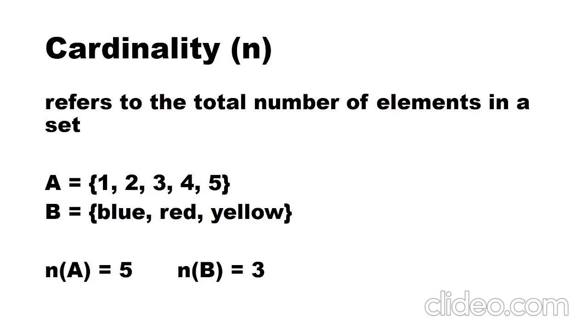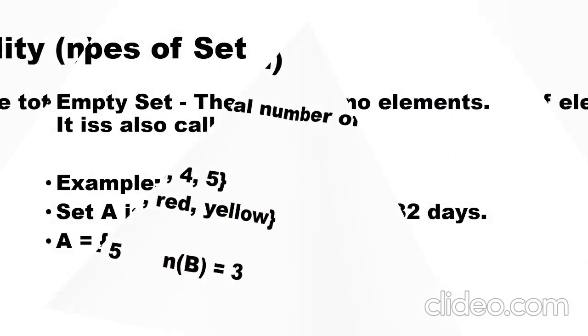If it's not listed, then you have to check depending on how the elements are being described. So, for example, in set A, you have elements 1, 2, 3, 4, 5. So the cardinality here is just 5, because if we count the number of elements, we have 5 elements in set A. And on set B, the one that we had earlier, we have the elements blue, red, and yellow. Hence, the cardinality is 3 because we have three elements on set B. So I hope you got it. Cardinality is simply the number of elements in the given set.